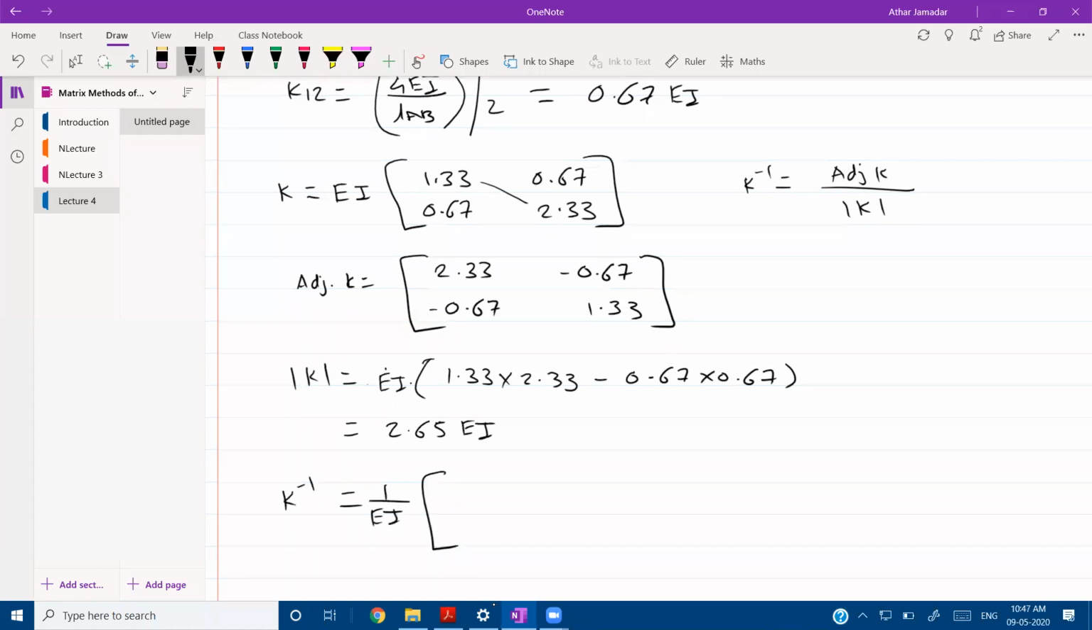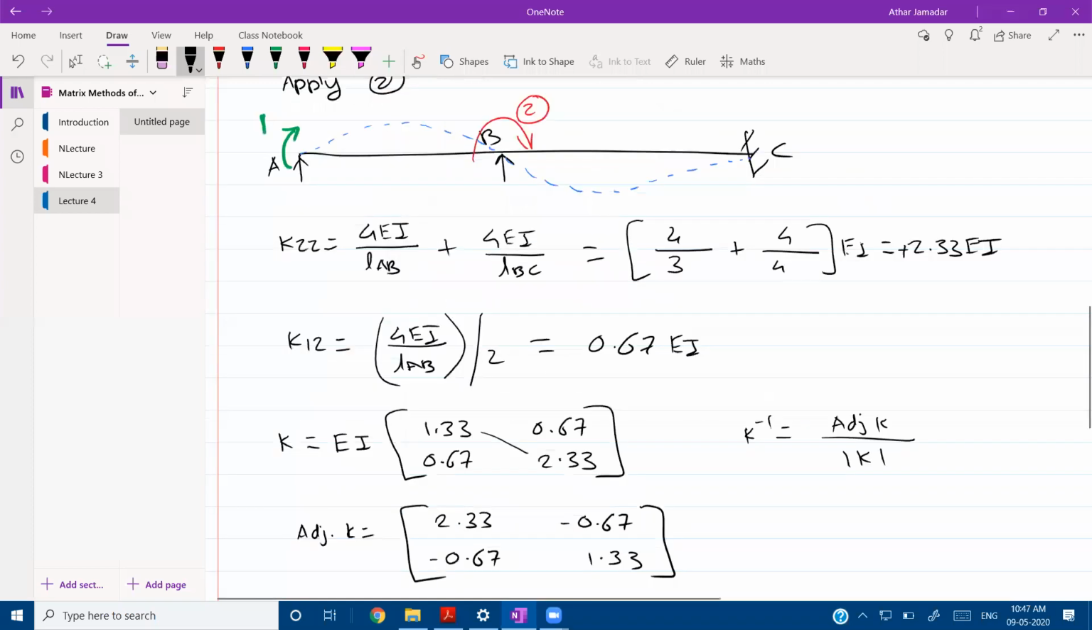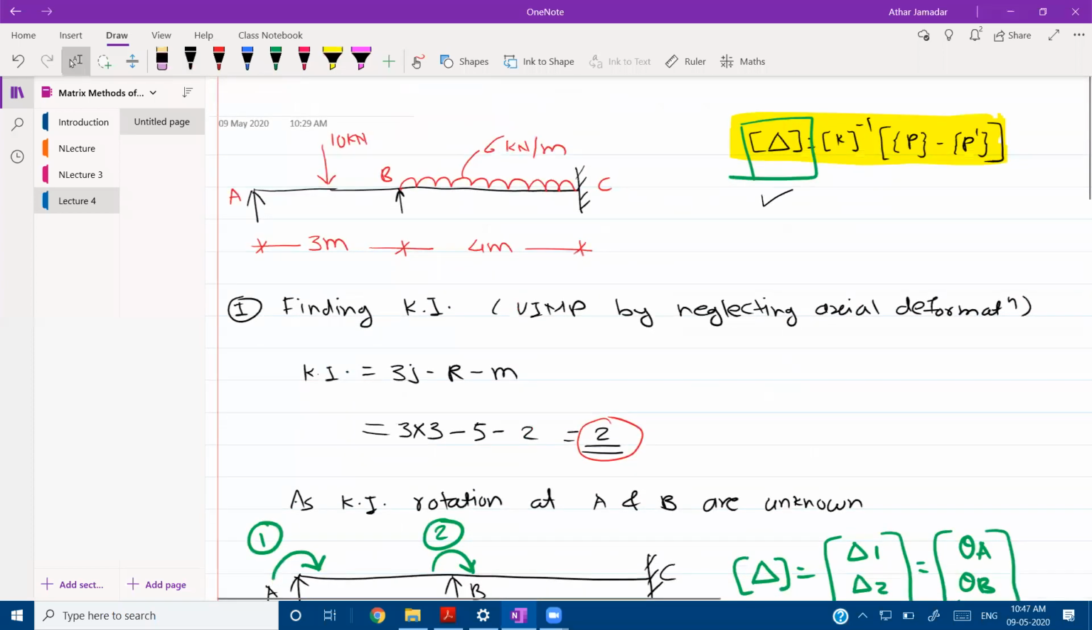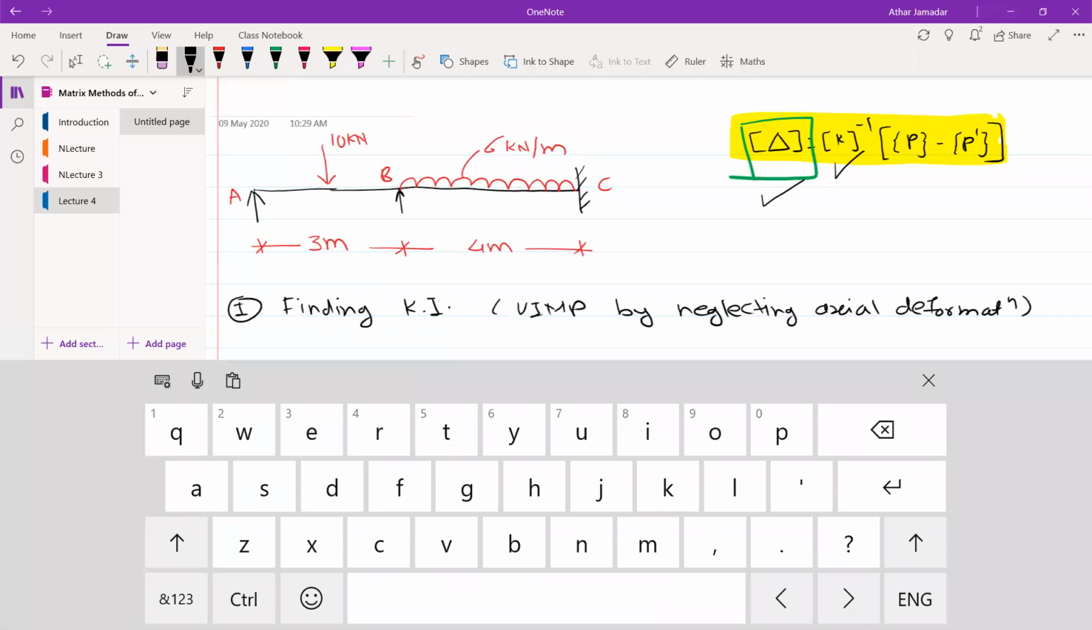So 2.33 divided by 2.65, it is going to be 0.88. Then 0.67 divided by 2.65, it is minus 0.25. This is also minus 0.25. This is 0.50. So this is K inverse matrix. So in this our equilibrium equation, we have found out this matrix. We also find out this K inverse matrix.